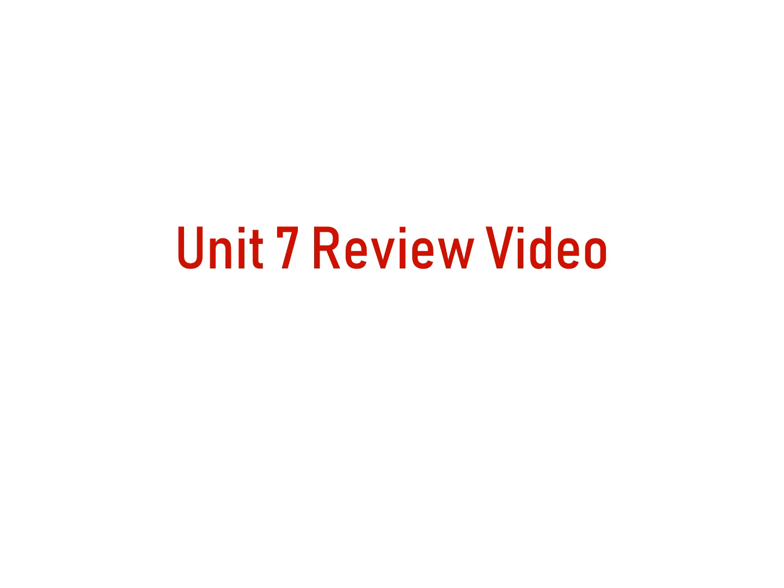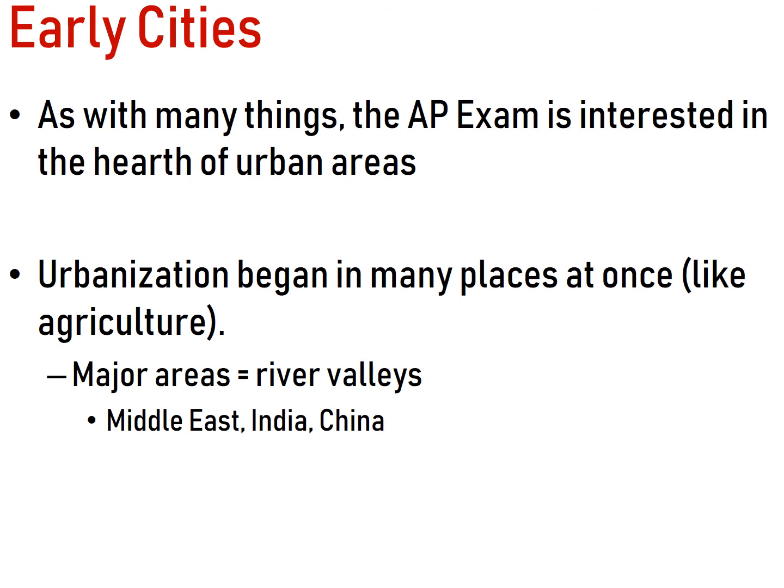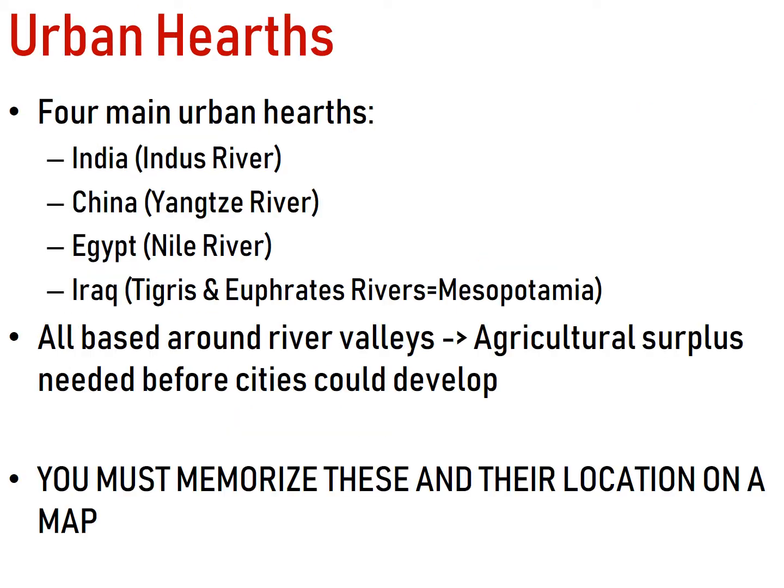Now, Unit 7 is all about cities. First, we have to talk about early cities and where cities originated from, or this idea of settlements, right? Urbanization begins where we have agriculture because you have to have a steady supply of food before you can start building settlements and civilization. So, major river valleys where we saw agriculture is where we're going to see the first urban hearths. Now, you have to know these urban hearths tied to the countries and the rivers. And remember, they're all based around rivers because that's where you have an agricultural surplus after the Neolithic Revolution, right?